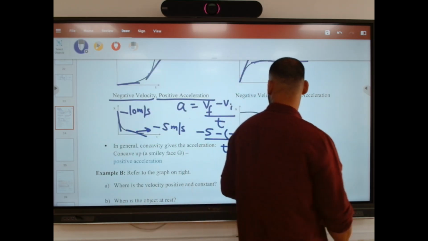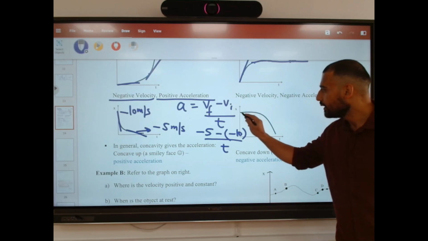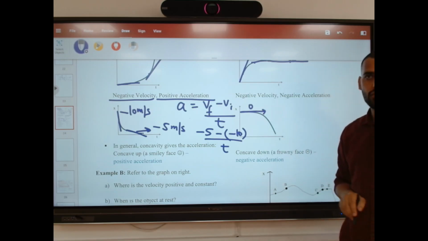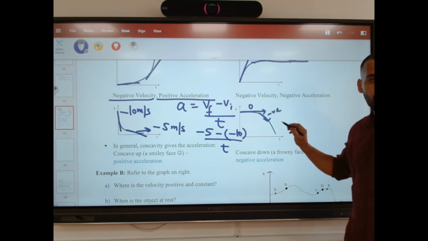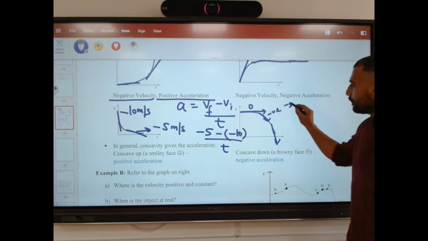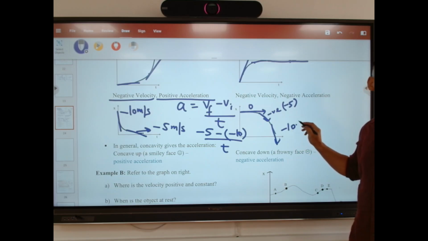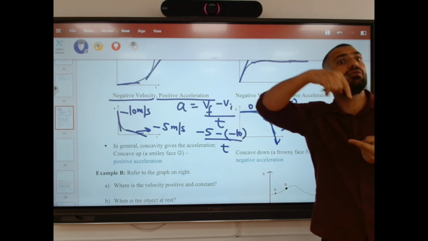Okay, now look at this graph. Initially, if you want to check the velocity, here it might be 0. But then it is negative, isn't it? Here it is more negative, isn't it? So if it was negative 5 here, what is the value here? Negative 10. From negative 5, the velocity has reached negative 10.